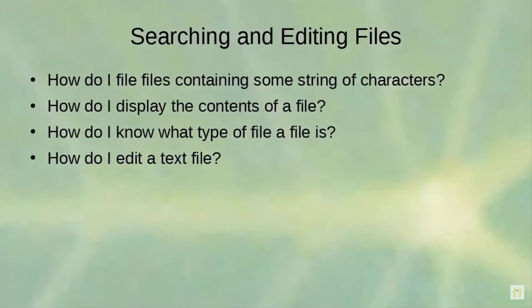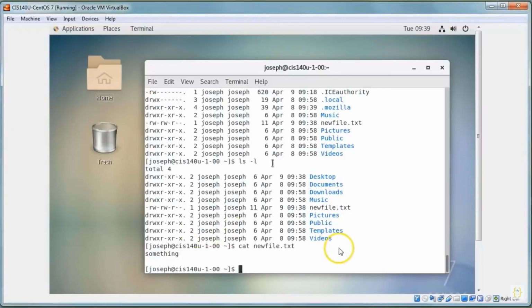All right. Searching and editing files. How do I find files containing some string of characters? How do I display the contents of a file? How do I know what type of file a file is? And how do I edit a file? Well, we just edited one, so we know how to do that. But what about finding files that have contents? We know how to display the contents because we've used the cat command. So now let's go ahead and find files.